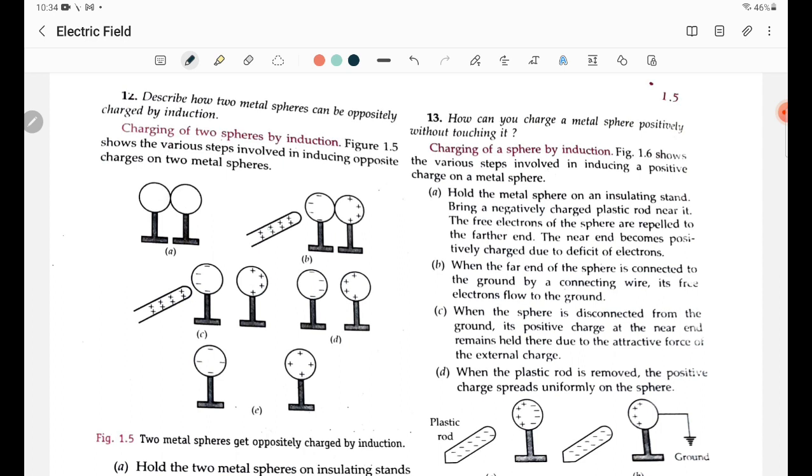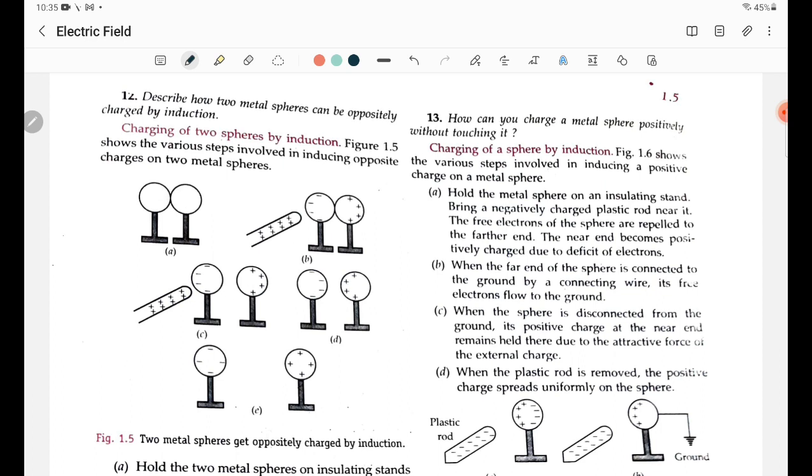Now, when I am taking the positively charged glass rod closer to this metal sphere, this side is getting negative charge, and they are connected, right? So this is now one body. This side is getting negative charge, this side is getting positive charge. Clear? Now, keeping the glass rod closer, I am separating both the spheres.